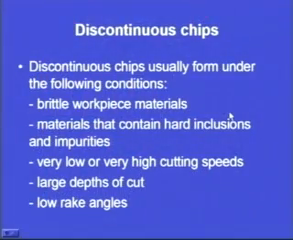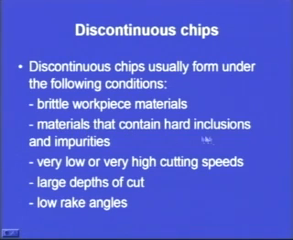So, what are those conditions? First, brittle workpiece materials. If the material is brittle, then there is every chance that the chip formed will be a discontinuous chip. Another important case is materials that contain hard inclusions and impurities. In the initial stage, maybe the material has been formed by a casting operation. If this cast product has too many inclusions and impurities, there are chances that when we machine it, we are going to get the discontinuous type of chips.